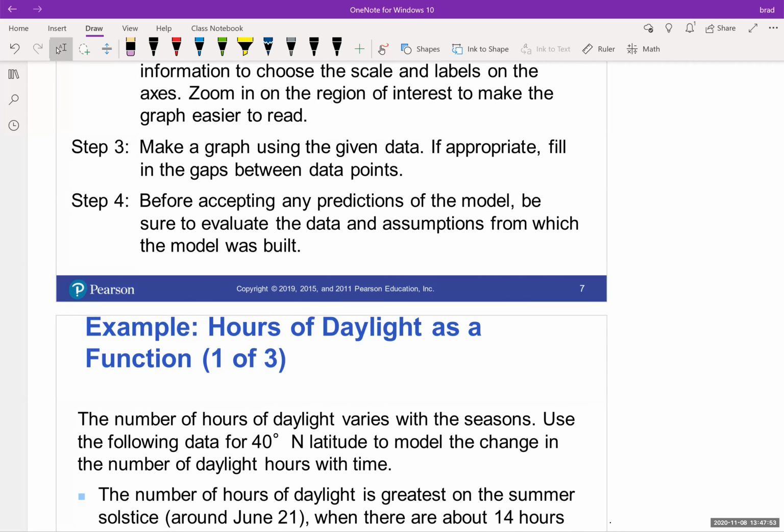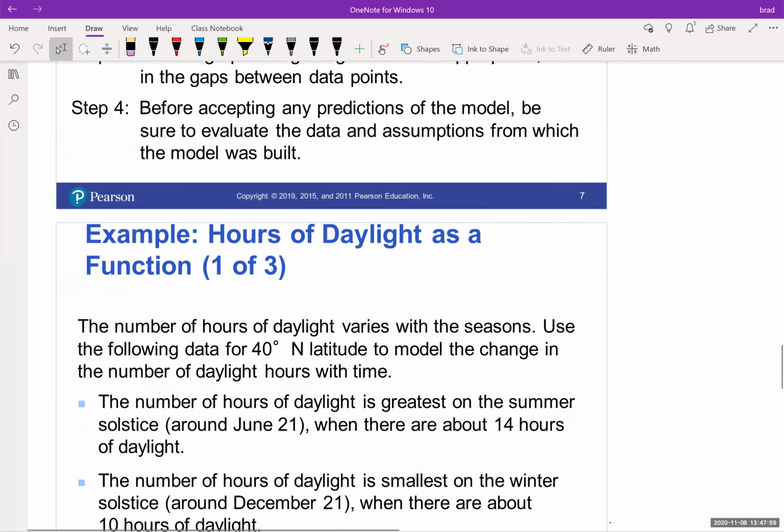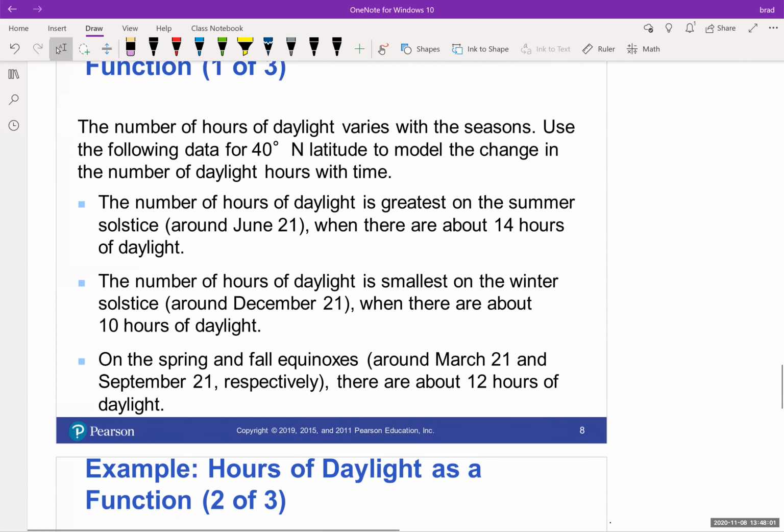Before accepting any predictions of the model, be sure to evaluate the data and assumptions from which the model was built. Okay. So let's take a look at this. The number of hours of daylight varies with the seasons. Use the following data for 40 degrees north latitude to model the change in number of daylight hours. So they're basically saying changing the latitude changes the number of daylight hours with time.